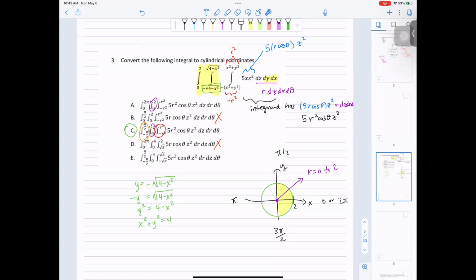All right, questions on question 3. Could you repeat how you got the bounds for theta again?